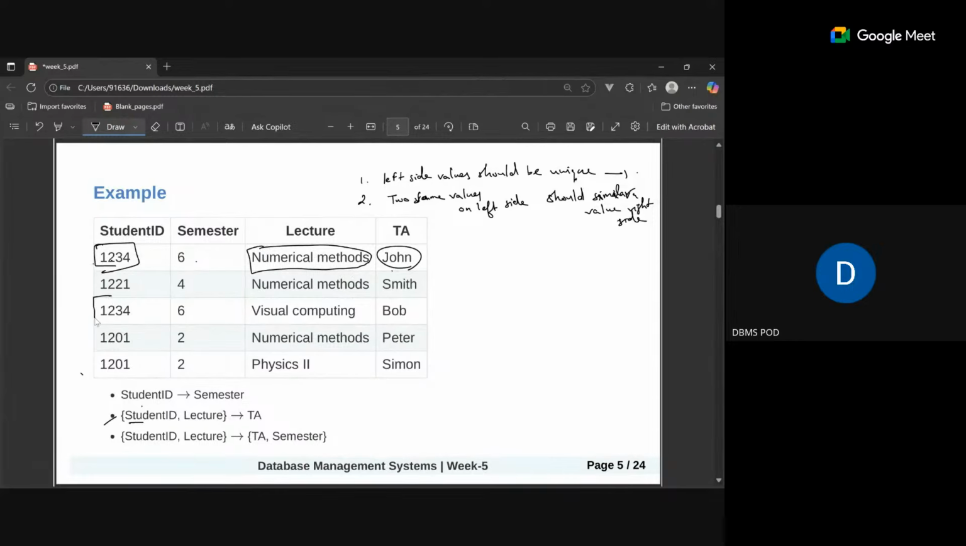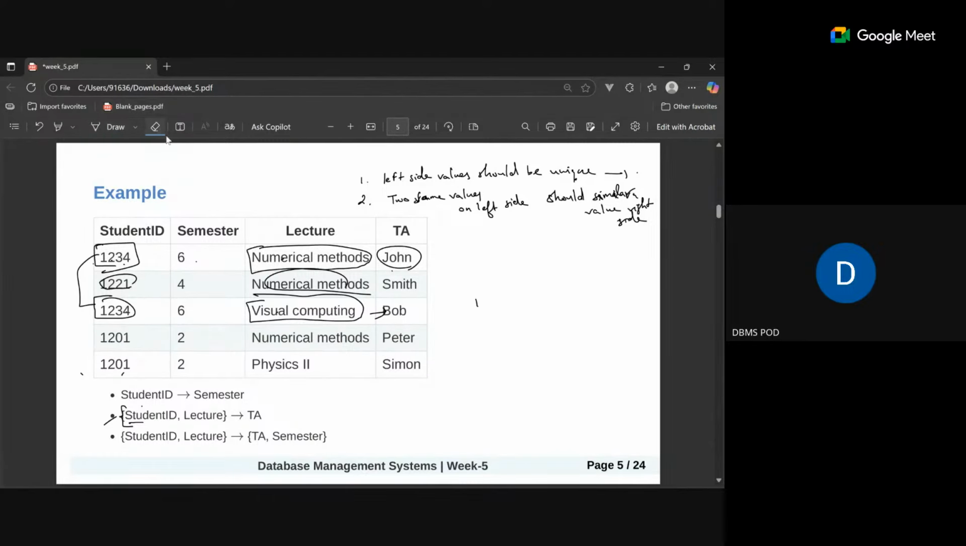Here, let's see 1, 2, 3, 4 visual computing determines Bob. Right? Here also two values are the same. But when you combine two attributes, you need to check them as a single value. 1, 2, 3, 4 numerical methods is different. 1, 2, 3, 4 visual computing is different. So you should consider this as unique. So if it is unique, you don't have any problem, right? Yes, sir. And if you check for others also, you don't have any problem that it determines this and that.